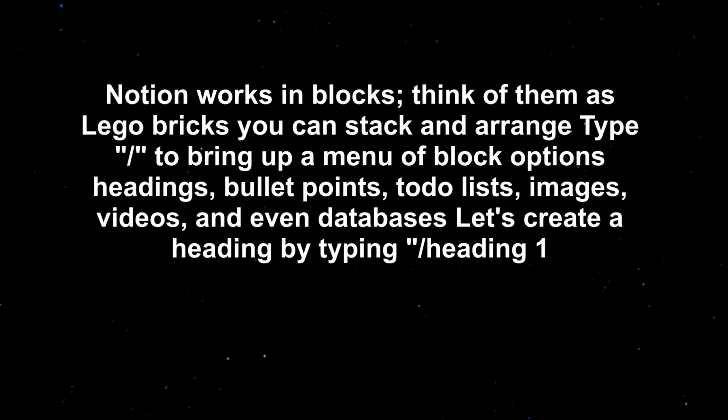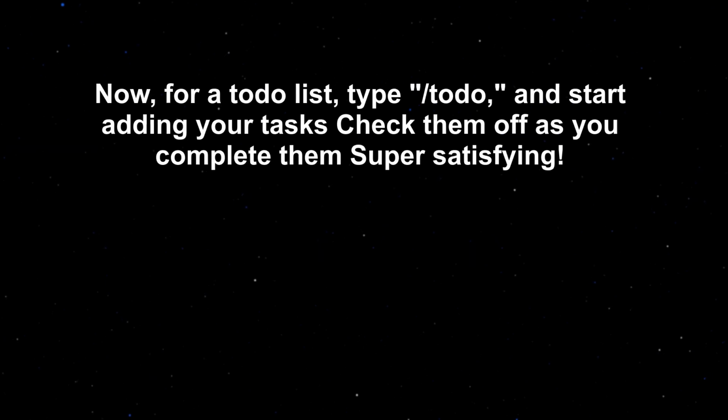Notion works in blocks. Think of them as Lego bricks you can stack and arrange however you like. To bring up a menu of block options, headings, bullet points, to-do lists, images, videos, and even databases. Let's create a heading by typing Heading 1. Now, for a to-do list, type to-do and start adding your tasks. Check them off as you complete them.